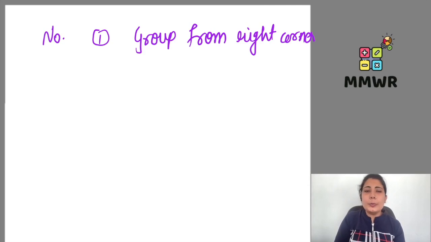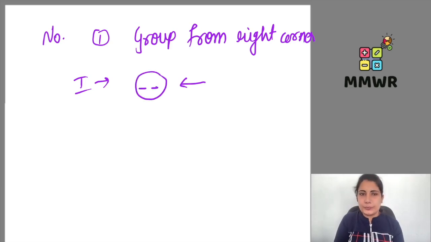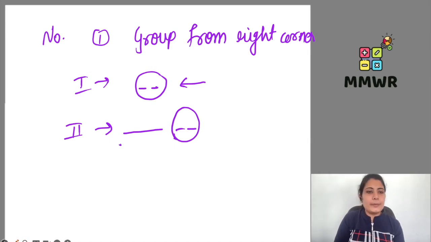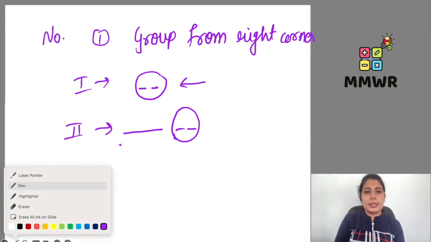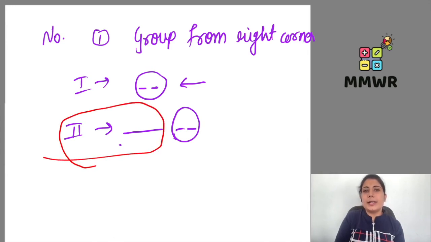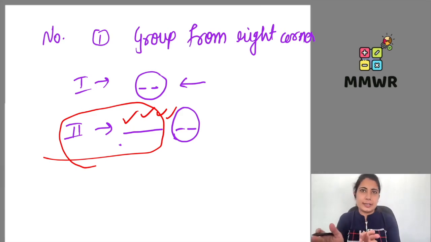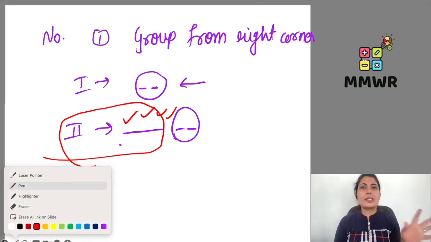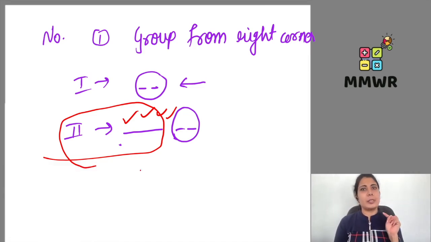And how will we make the group? The first group will be from the rightmost corner, the last two digits will come in one group. And in the second group, all the rest of the numbers other than the last two digits will come into the second group. It does not matter how many digits are there. 4 are there, 5 are there, 6 are there, 2 are there, only one is there. But yes, all the rest of the digits will go into the second group. So two groups we will be making.